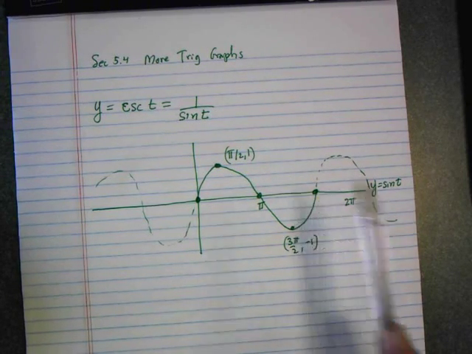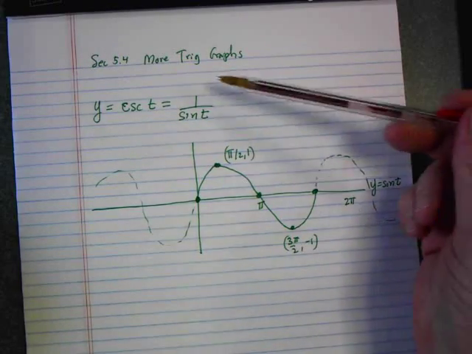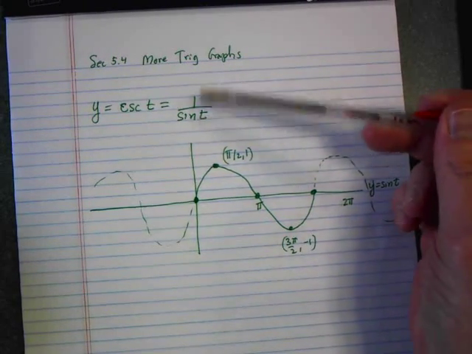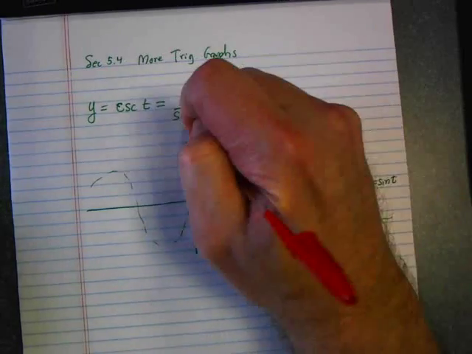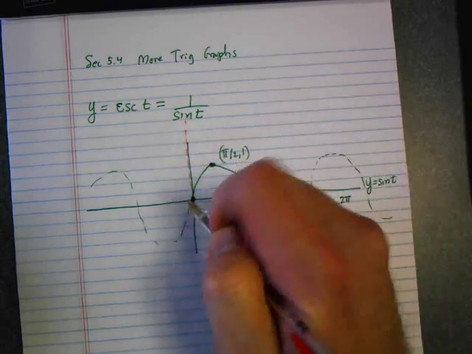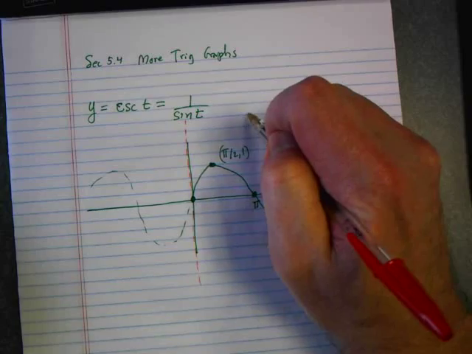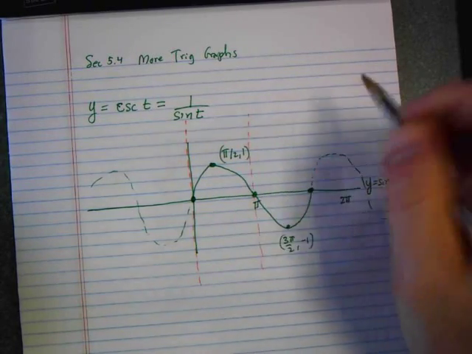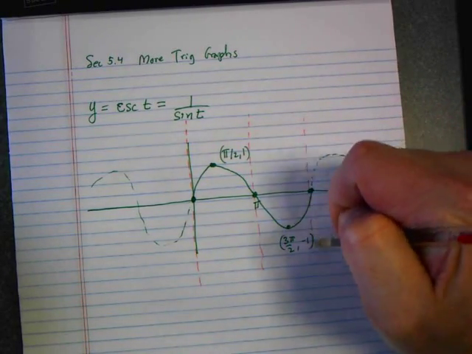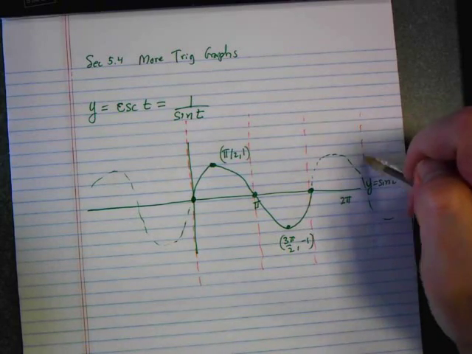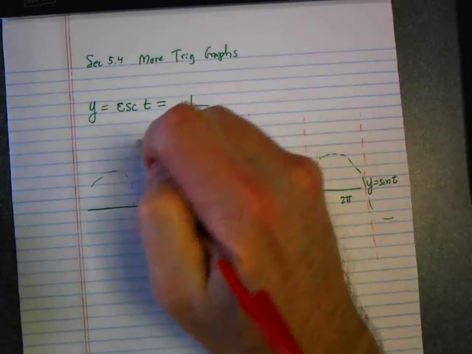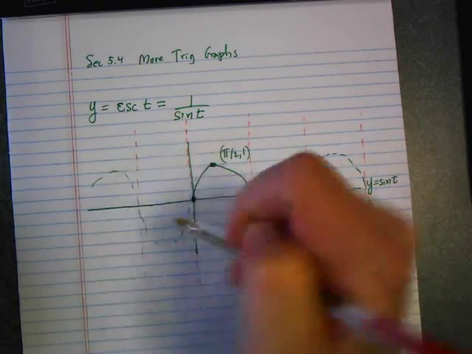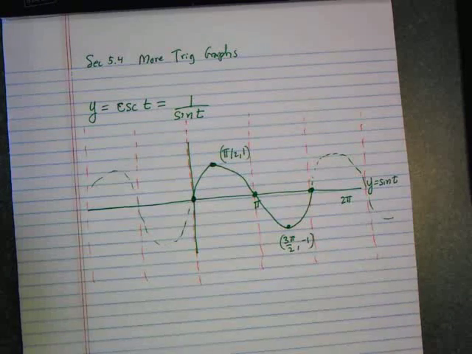That's undefined. What happens on graphs when you have a number on top like 1 and you get 0 on bottom and you get undefined? What's that tell you about what's happening with the graph? You get vertical asymptotes. So everywhere that sine is 0, our cosecant graph is going to have a vertical asymptote. It's got one of these vertical lines that it gets close to and never touches. So there's going to be an infinite number of those. Lots and lots and lots.